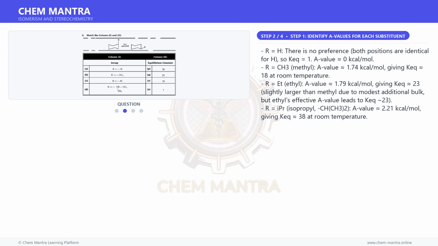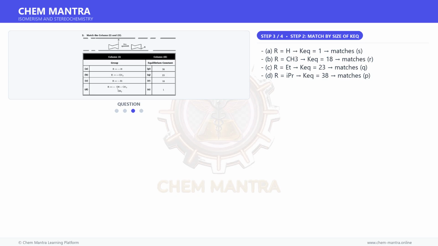R is equal to CH3, methyl, A value 1.74 kilocalories per mole, giving K 18 at room temperature. R is equal to ethyl, A value 1.79 kilocalories per mole, giving K 23, slightly larger than methyl due to modest additional bulk, but ethyl's effective A value leads to K approximately 23. R is equal to iPr, isopropyl, CH(CH3)2, A value 2.21 kilocalories per mole, giving K 38 at room temperature. Moving on to the next step.